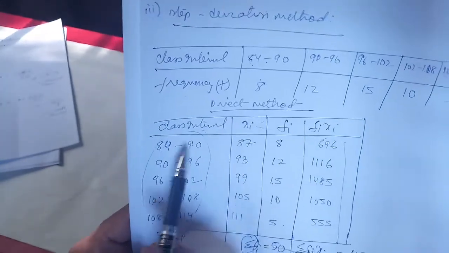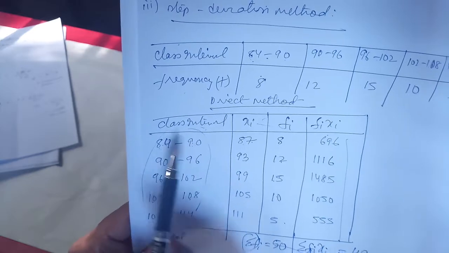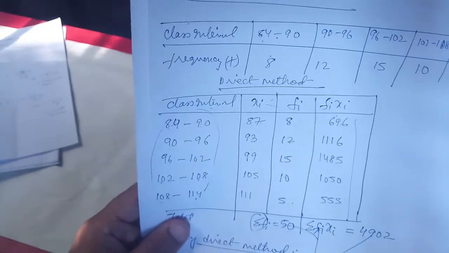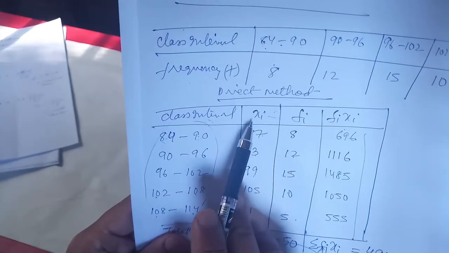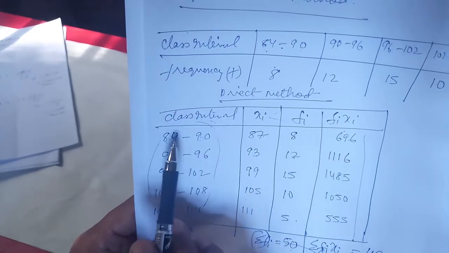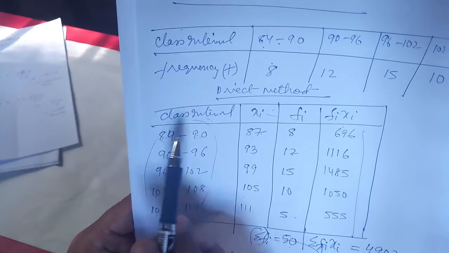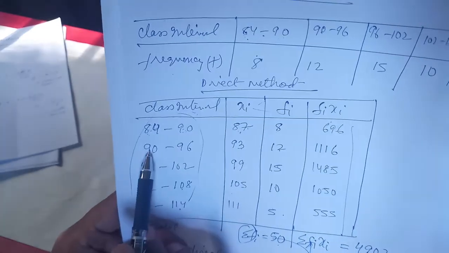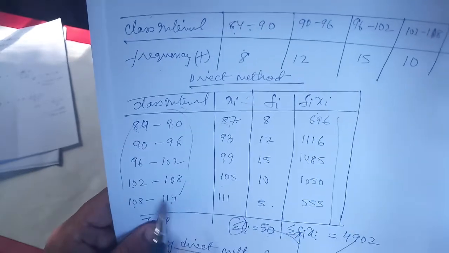In this case, it is continuous. So whenever it is continuous, the second column you have to keep for xi, which is known as the class mark. How to obtain the class mark? Add the lower limit plus upper limit and divide by 2. Next you will get it in the same way.